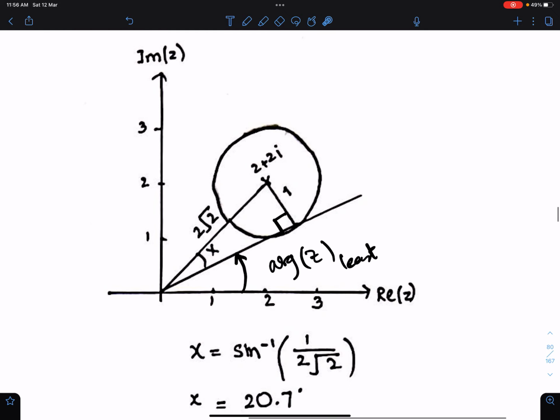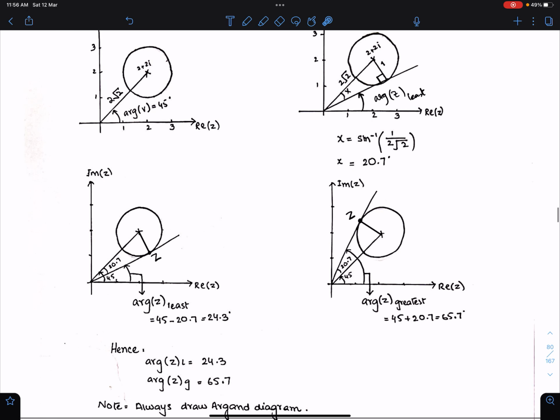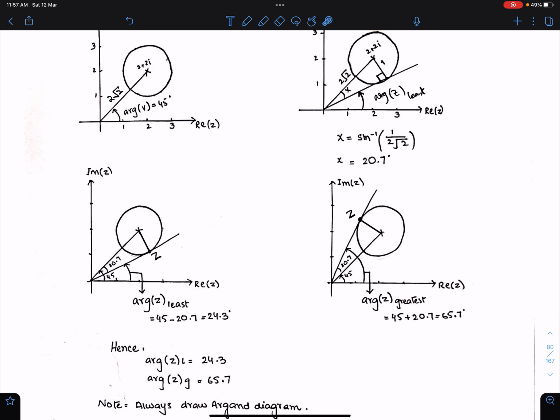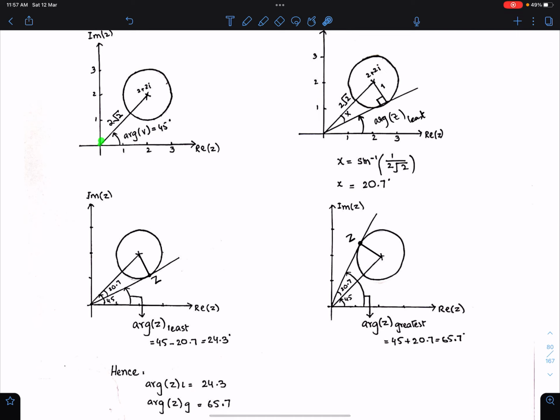You can check this working here. This total angle is 45. We have found this angle. Now we can easily get this argument. This argument should be 45 minus 20.7. This solution is here. This is the argument z least. 45 minus 20.7. For argument z greatest, you have to draw tangent from origin to this circle here, because when z is here, this angle is greatest.